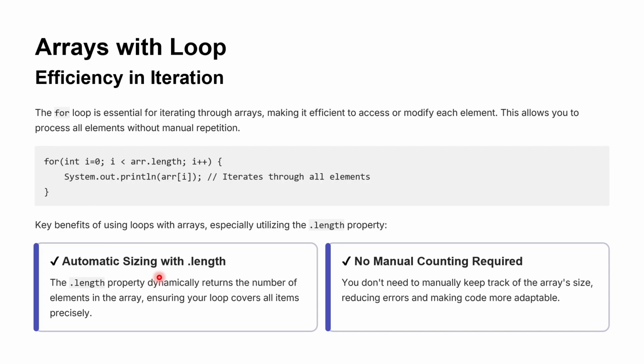So using this dot length, we can automatically get the length of the array and print every element. And we don't need to manually count the length of the array. We can simply use this method and print.